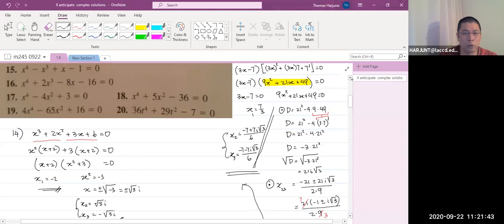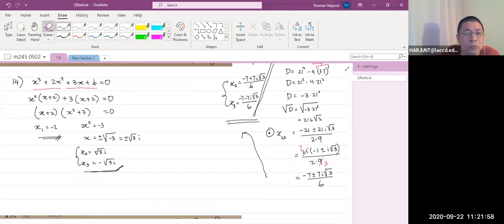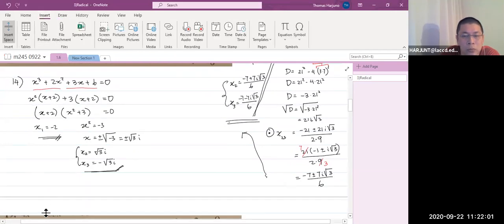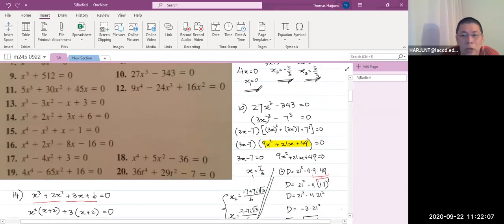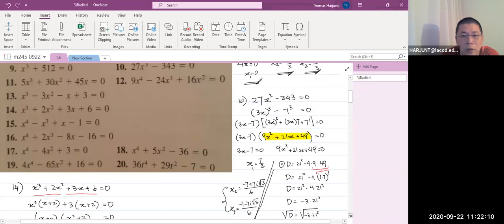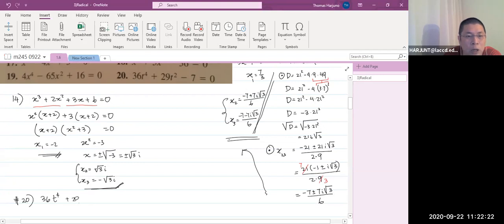That's for number 14. Number 20. Number 20, 36t to the 7... 36t to the 4th plus 29t squared minus 7 equals to 0.